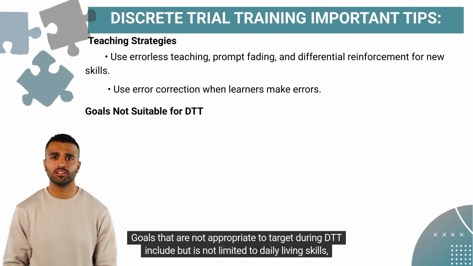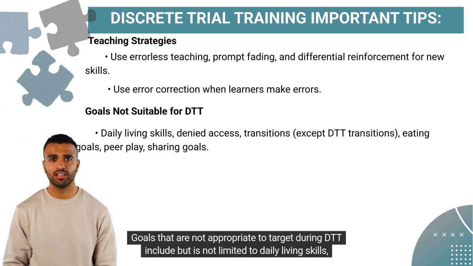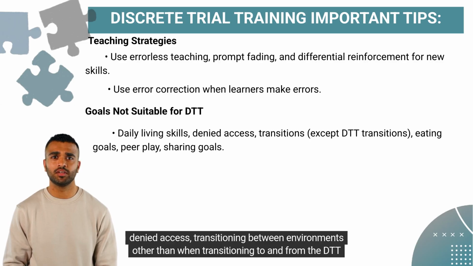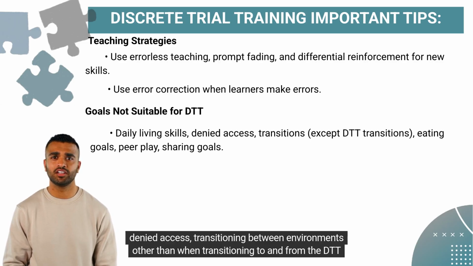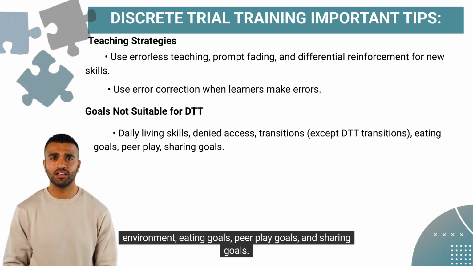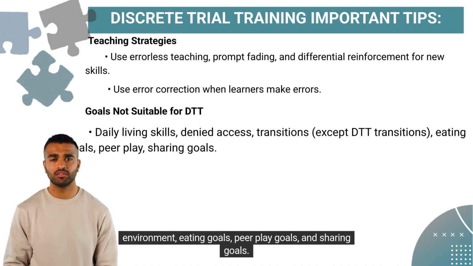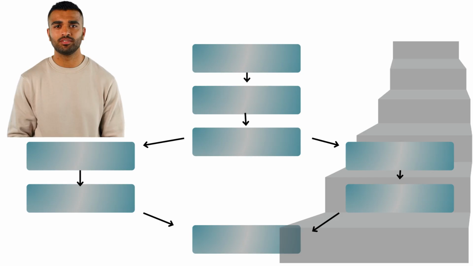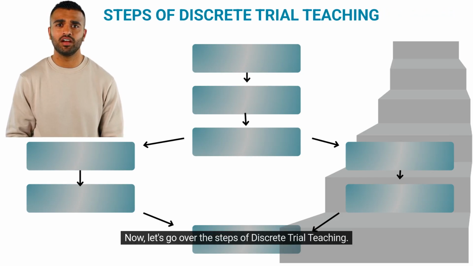Goals that are not appropriate to target during DTT include, but are not limited to, daily living skills, denied access, transitioning between environments other than when transitioning to and from the DTT environment, eating goals, peer play goals, and sharing goals. Now, let's go over the steps of discrete trial teaching.